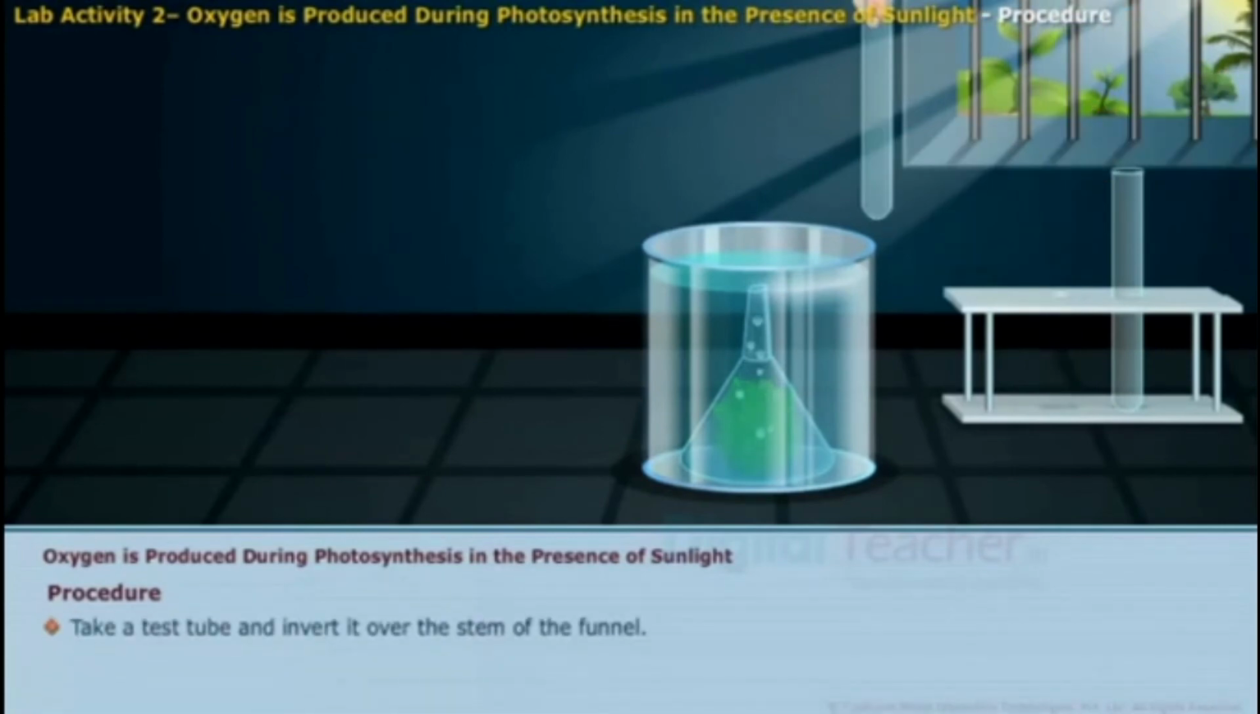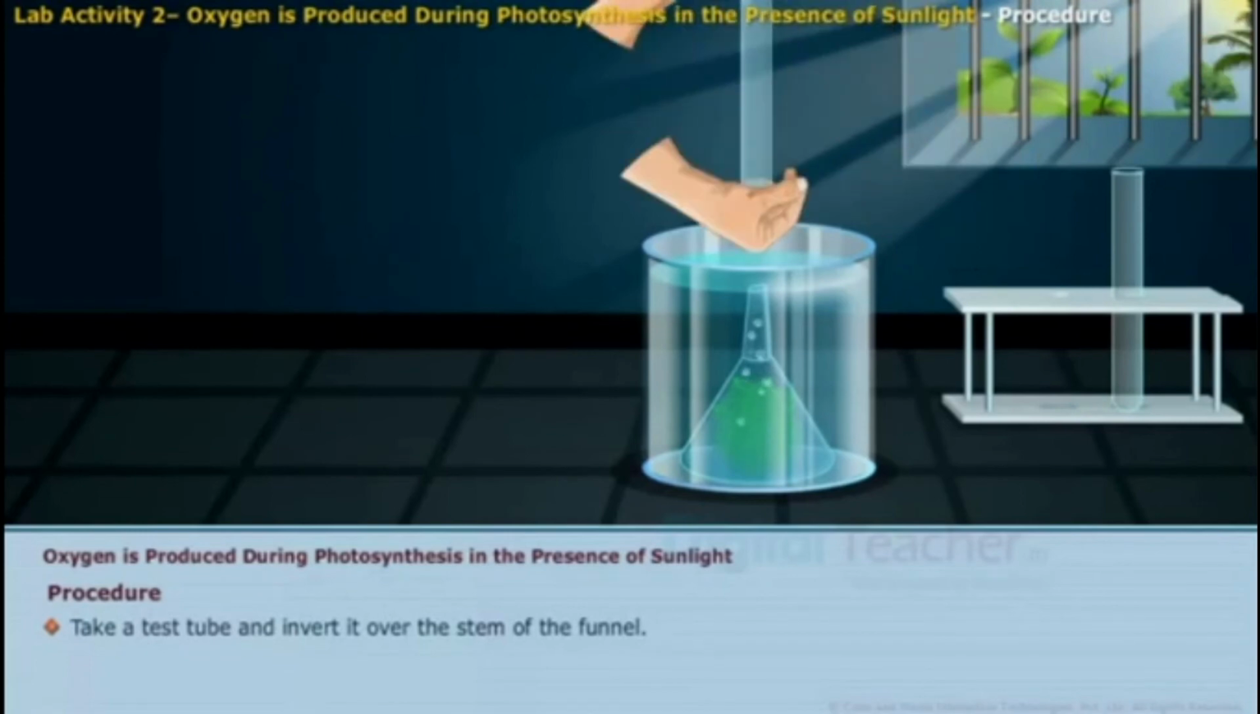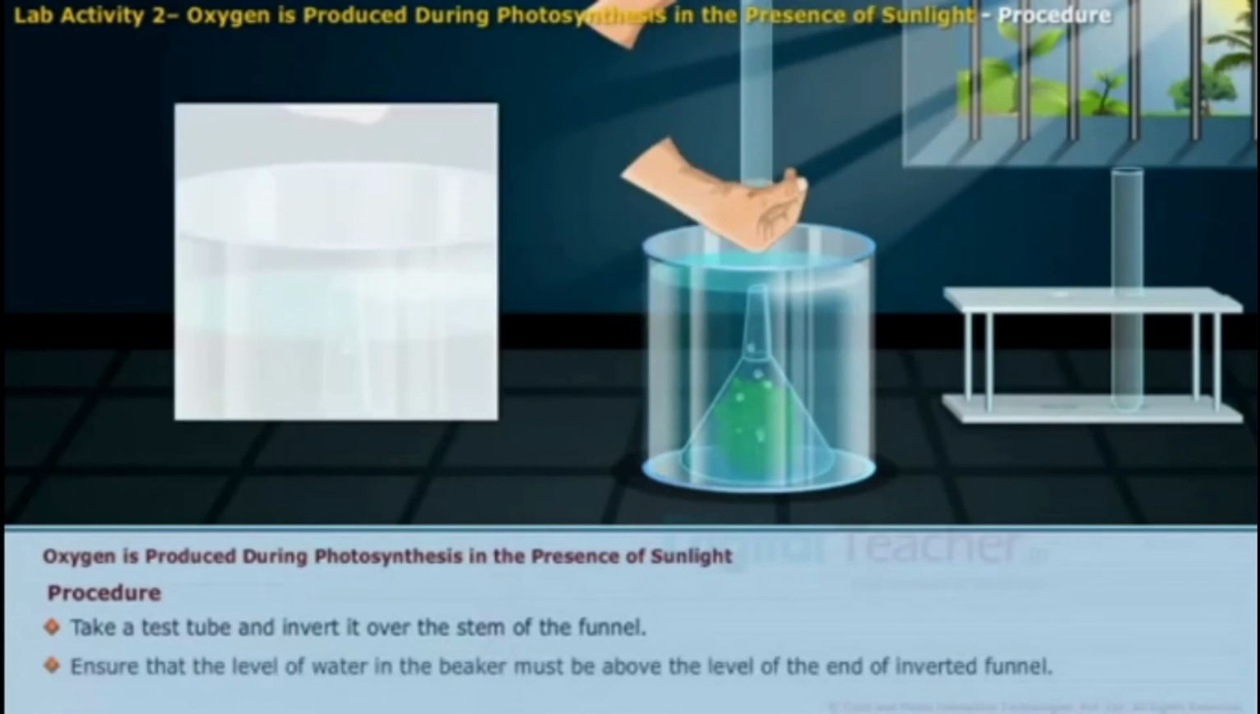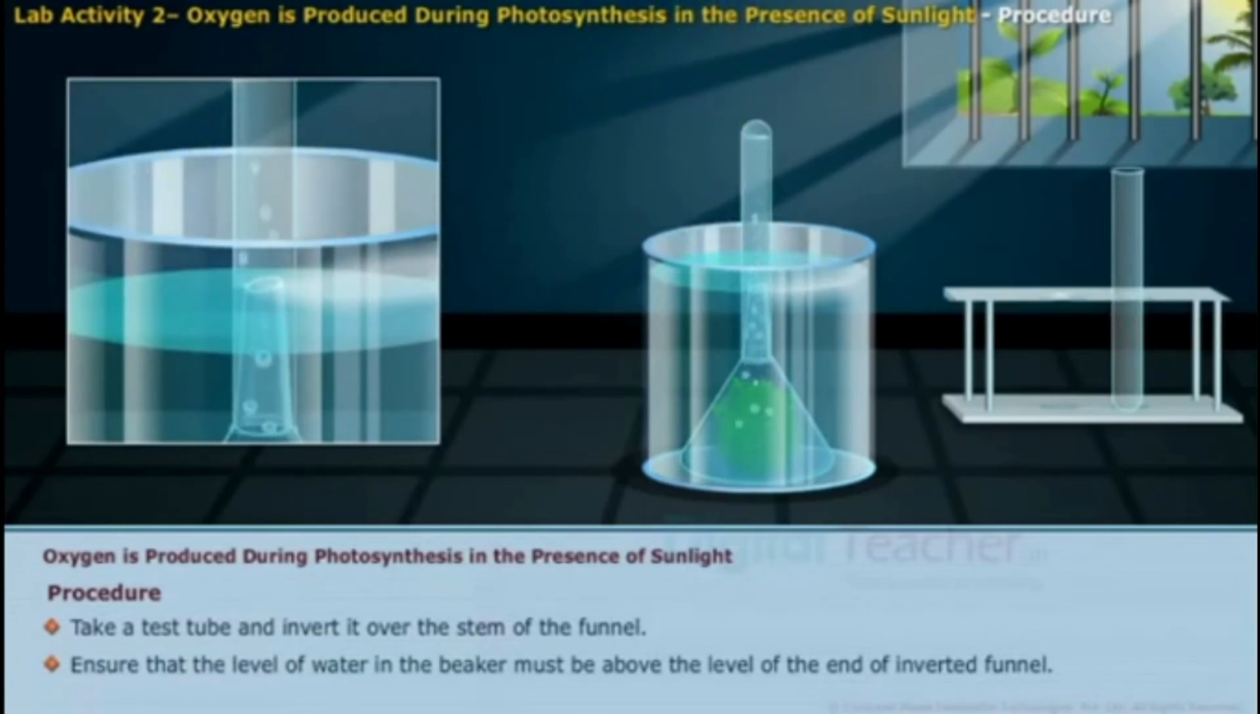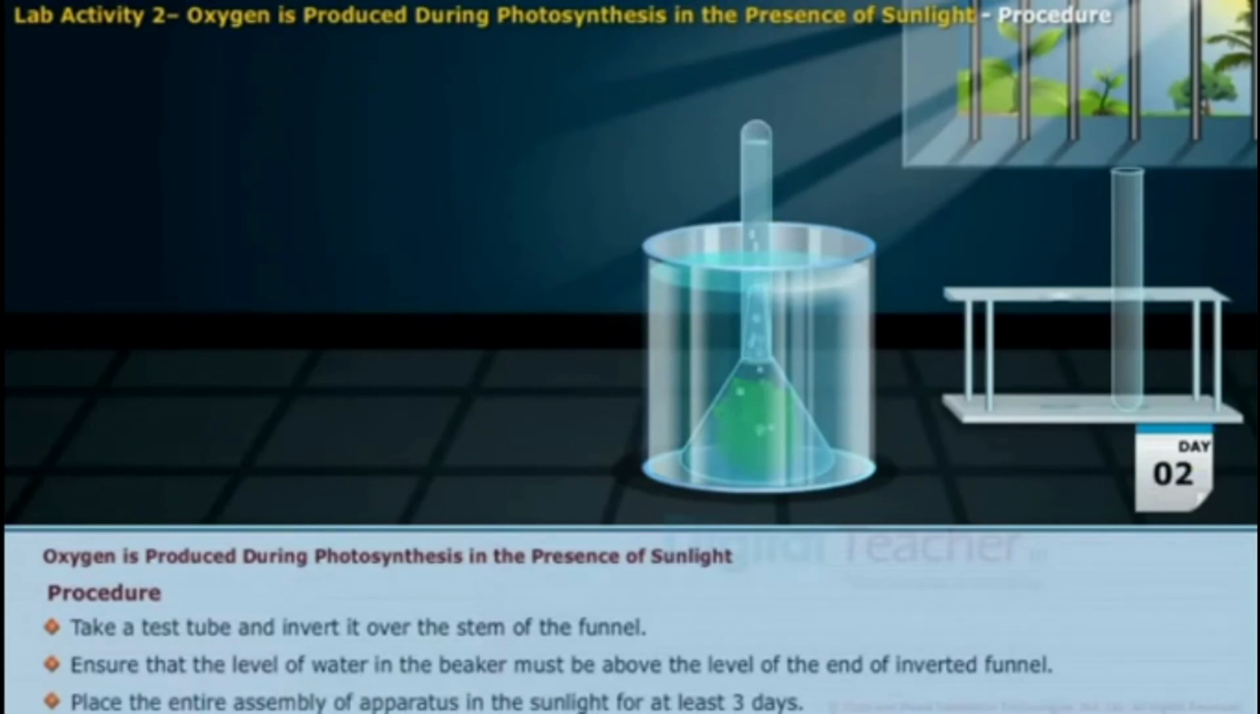Take a test tube and invert it over the stem of the funnel. Ensure that the level of water in the beaker is above the level of the end of the inverted funnel. Place the entire assembly of apparatus in the sunlight for at least 3 days.